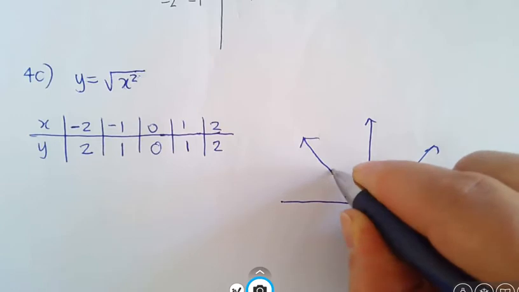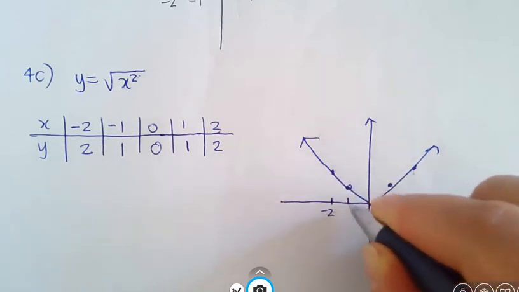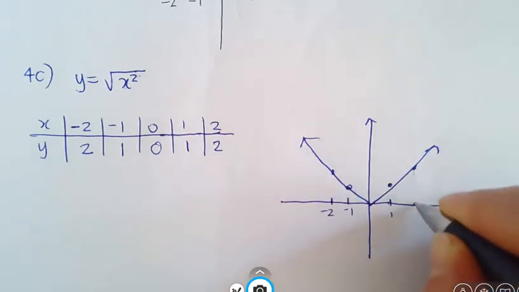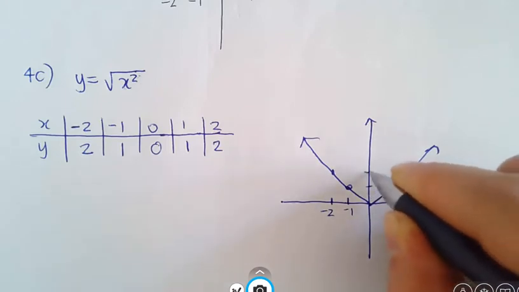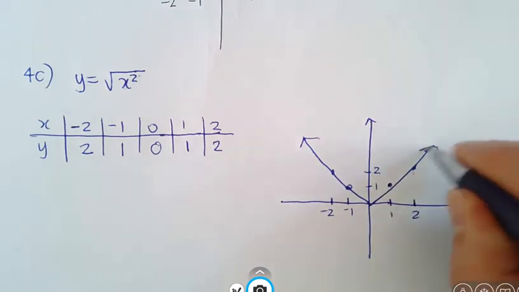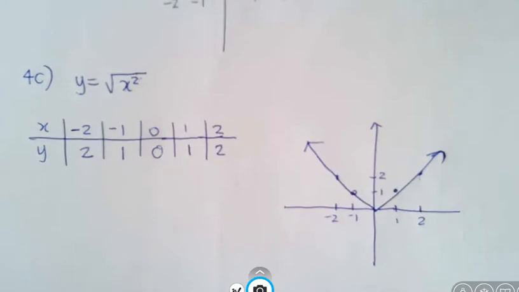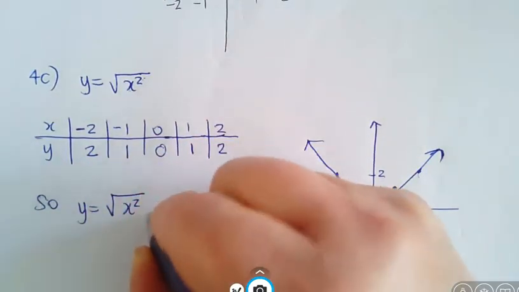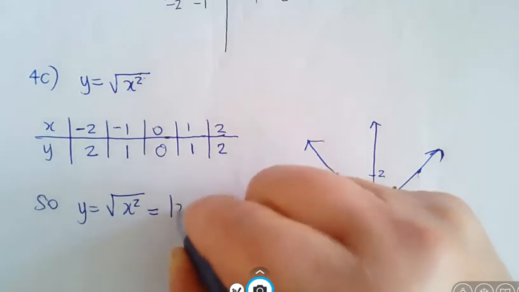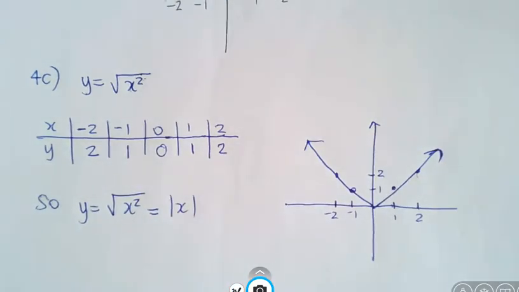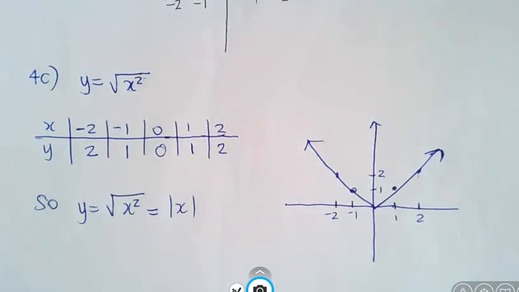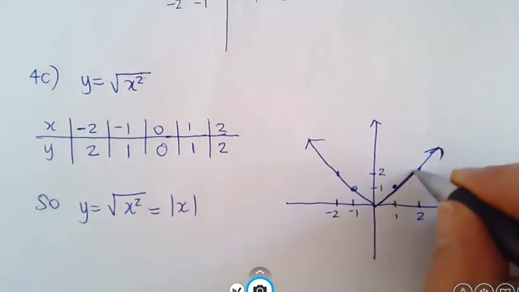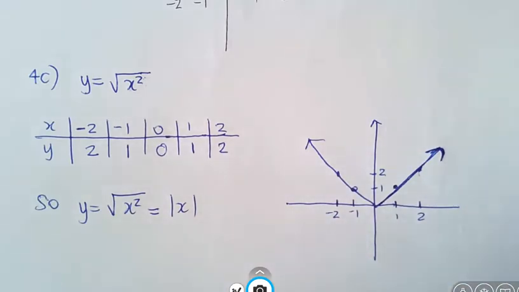Yeah, it is. And it's actually the definition for an absolute value, which we do in extension 1. So that means that y equals the square root of x squared is the same as the absolute value function. Look. So how would you know? You wouldn't know unless you sketched it.